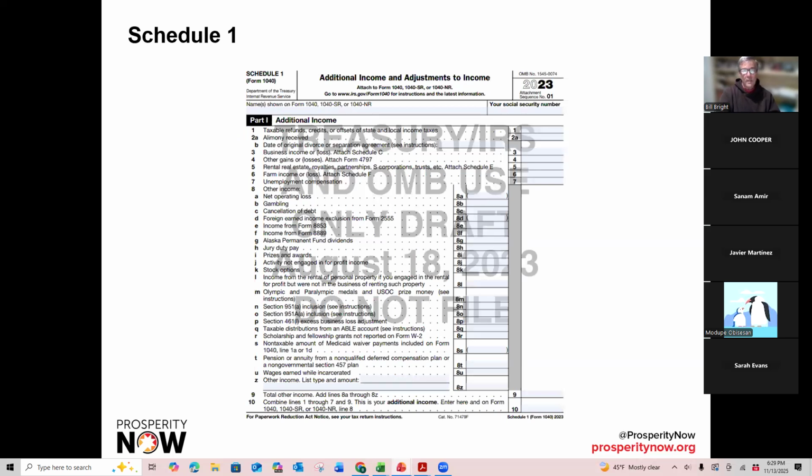And that's what Schedule 1 looks like. Actually, I think this is a 2023. I think there are more items now. So there's some that, again, you're not going to have all of this on any one particular tax return, but there could be a whole bunch of different stuff.